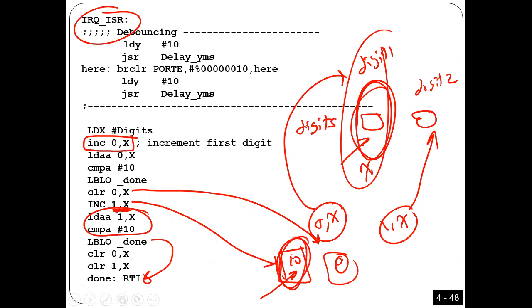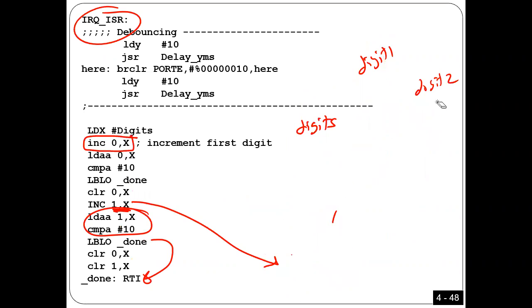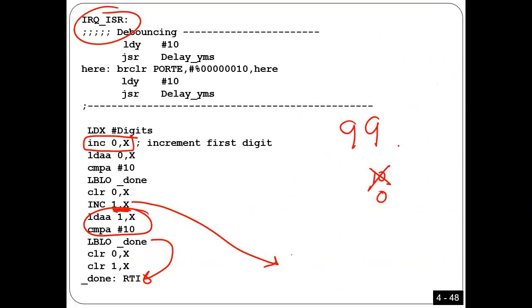Now, if this one is 10, what does it mean? It means I have to clear both of them, because this can only happen when it is 99. Look here, guys. When it is 99, I increment the first one. The first one now is 10. No, it's not allowed, so you have to make it 0. And then the next one here is now 10. No, it's not allowed. I'm going to make it 0. So now after 99, I get 0, 0.